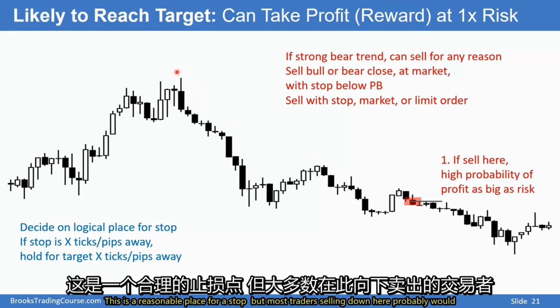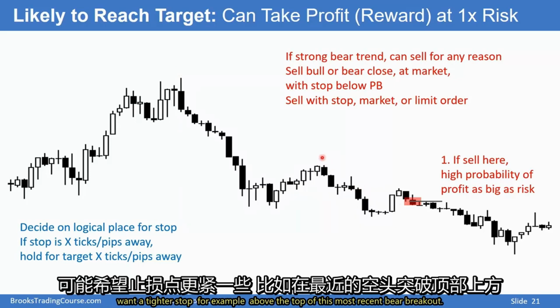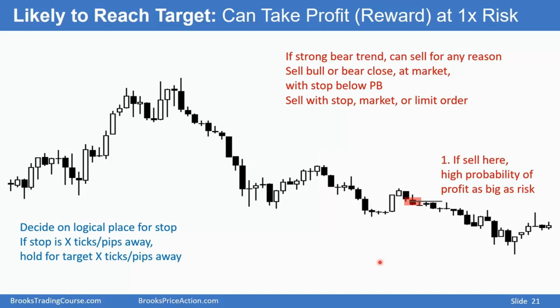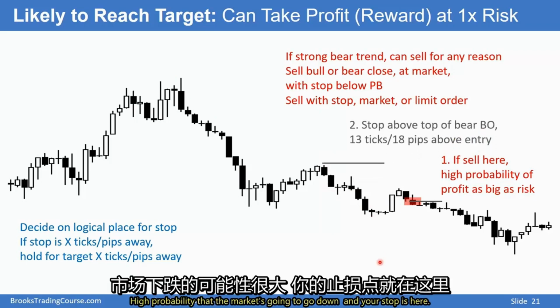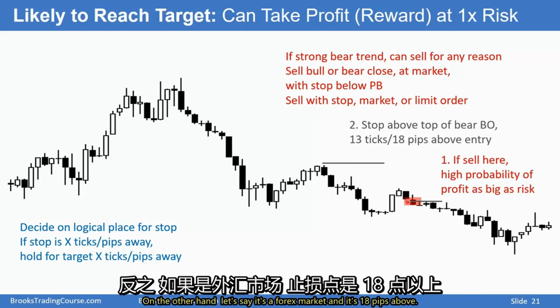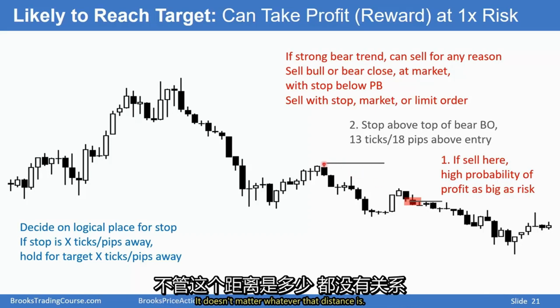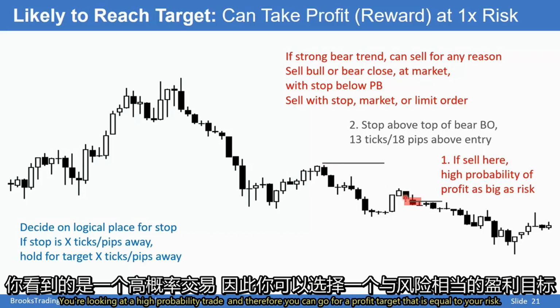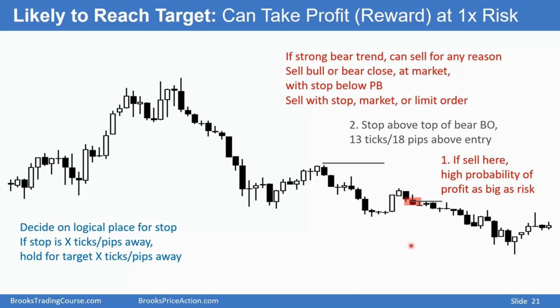This is a reasonable place for a stop, but most traders selling down here probably would want a tighter stop, for example, above the top of this most recent bear breakout. High probability that the market's going to go down, and your stop is here. Let's say your stop is 13 ticks above the entry price, if it's a stock or the E-mini. On the other hand, let's say it's the Forex market and it's 18 pips above. It doesn't matter. Whatever that distance is, you're looking at a high probability trade, and therefore you can go for a profit target that is equal to your risk.